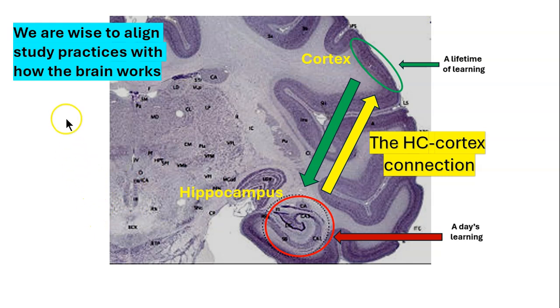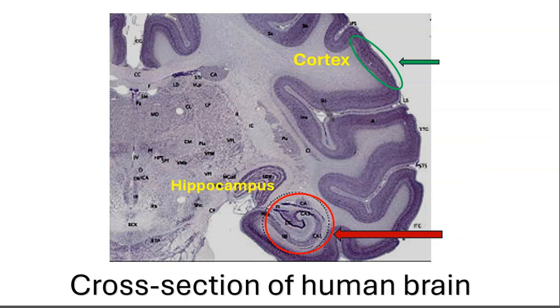In this lesson, we will learn that we are wise to align study practices with how the brain works. If we can understand how the cortex and the hippocampus are interacting, it'll shed light on best practices for studying.